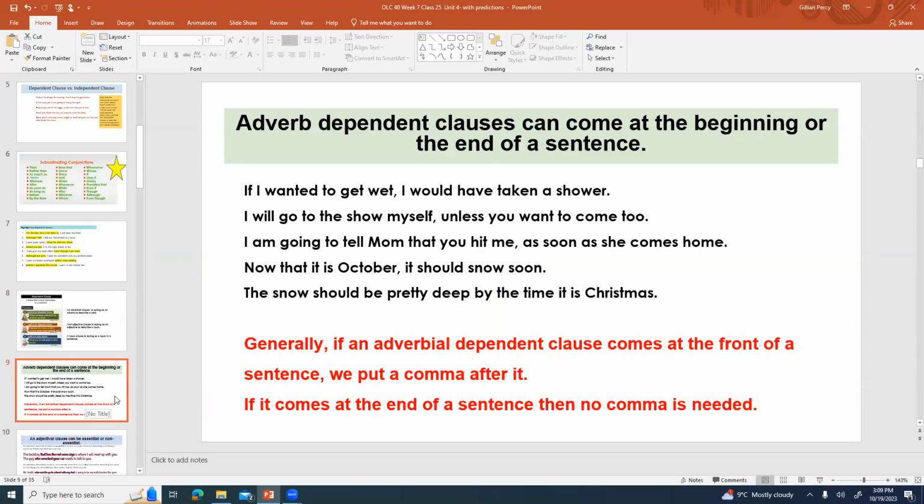Adverb dependent clauses can come at the beginning or at the end of a sentence. If I wanted to get wet, I would have taken a shower. I will go to the show myself unless you want to come too. I am going to tell mom that you hit me as soon as she comes home. Now that it is October, it should snow soon. The snow should be pretty deep by the time it is Christmas. So generally, if the dependent clause comes first, what we talked about, we put a comma after it. If it comes at the end of a sentence, then no comma is needed.